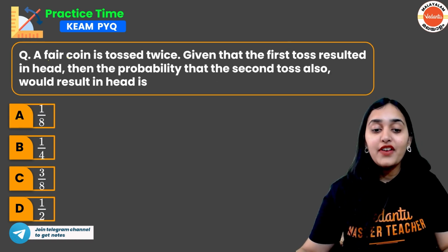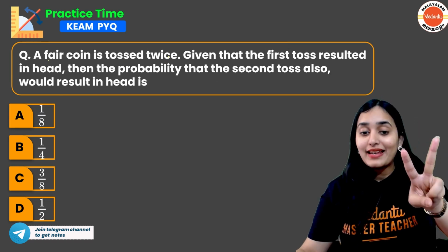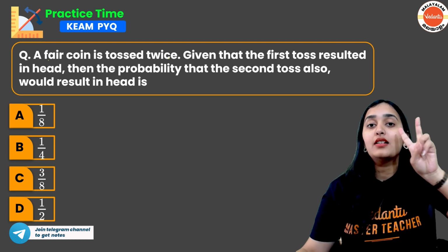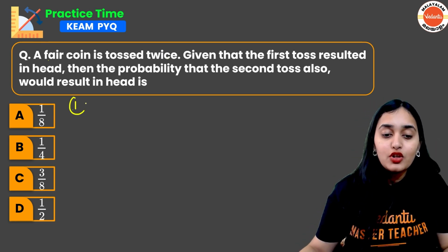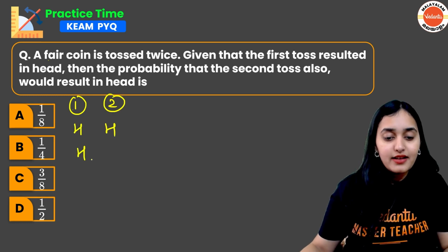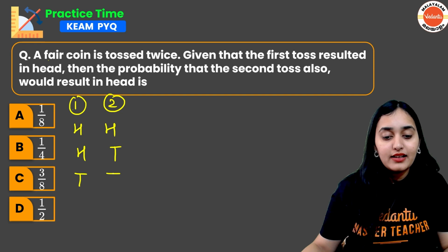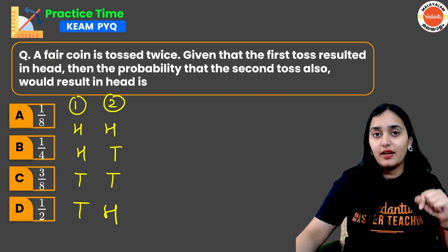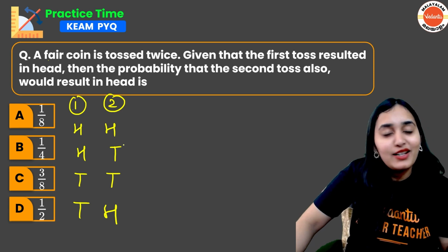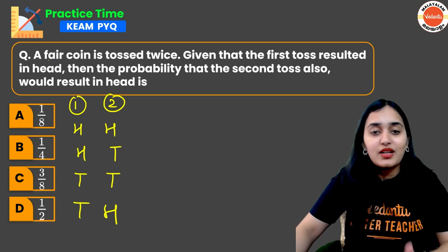Next, a fair coin is tossed twice. Tossing a coin twice. Do you know what all outcomes are possible? Let me show you. If you toss two coins: head, head; head, tail; tail, tail; tail, head. These are the only possible outcomes. Is there any other possibility? No. Only these outcomes are possible.